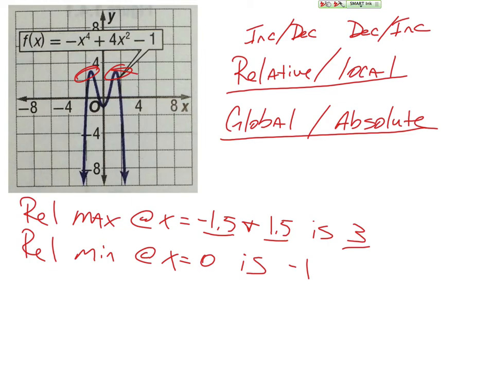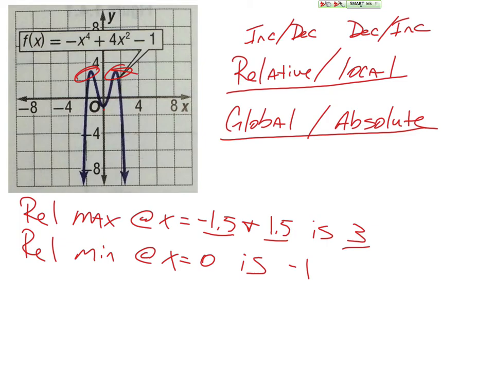Then we have a relative minimum at 0, and my relative minimum is -1. So it occurs at 0, and the y value of it is -1. So what's my justification on why that's a minimum? My function is changing from decreasing to increasing.